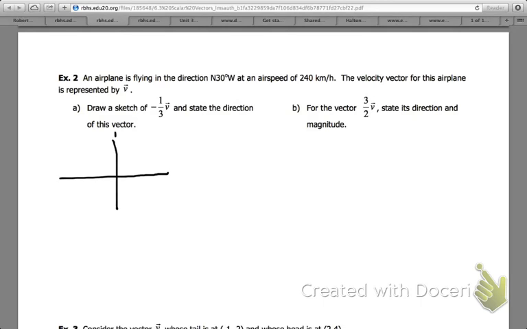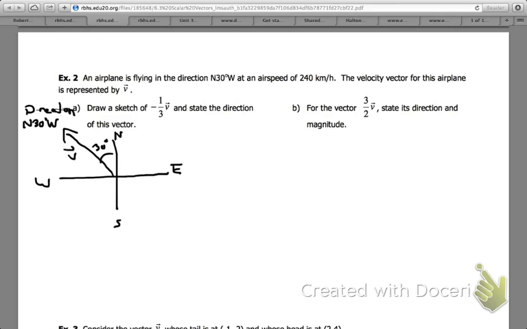So remember, compass, north, east, south, west, and it tells us that we have a direction of north 30 degrees west. So you measure from the north to the west. So we have our vector here, and this here is our 30 degrees. So this is our vector v. It tells us to state our direction. So our direction in this case is north 30 degrees west.